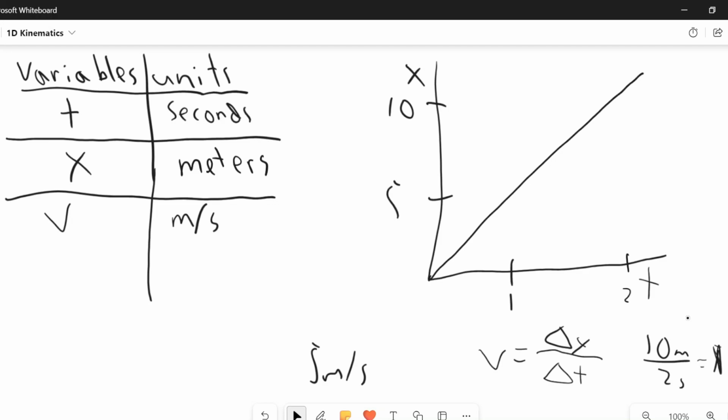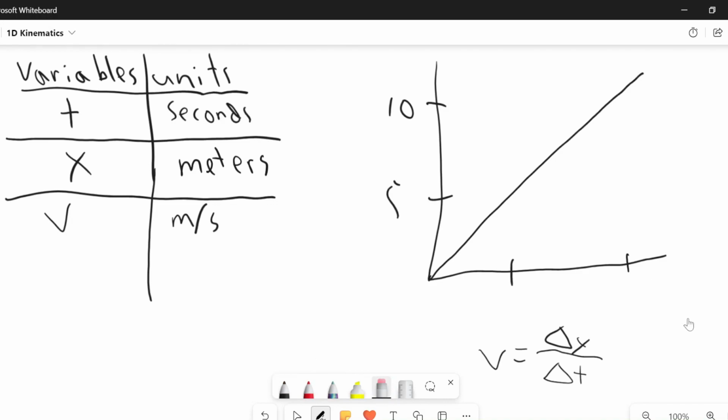And just like with position and time, we can create a graph for velocity and time. So we have v, we have t. So now, this object at time equals 1 second has a velocity of 5 meters per second. Now, we can also see that this graph also has a slope. Now, what is a slope? The slope is represented as the change in velocity over the change in time, rise over run.